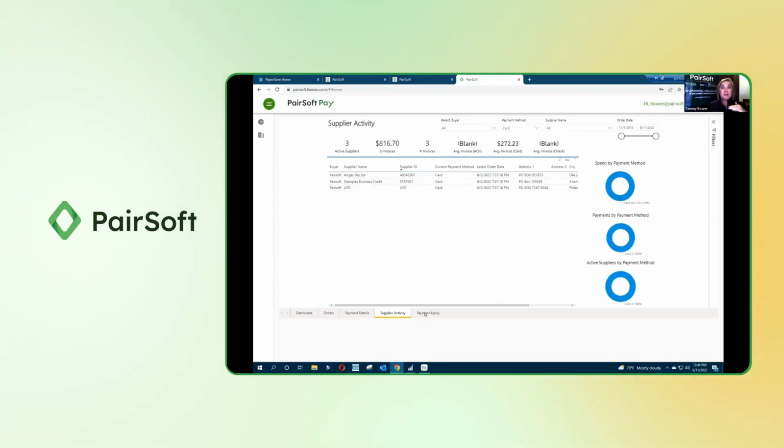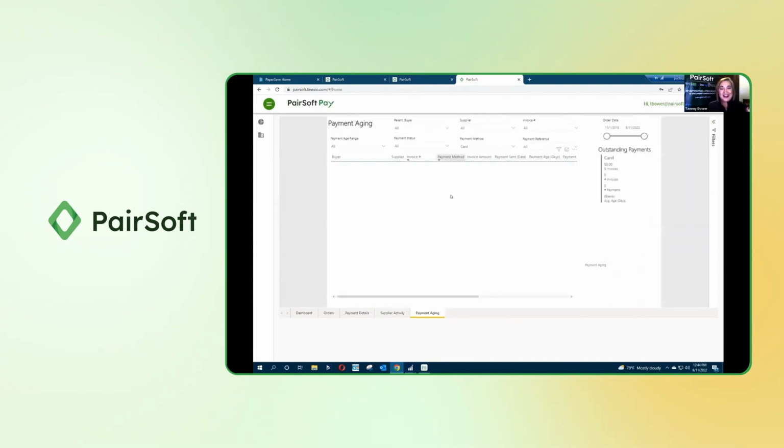The next tab over here, that's the payment aging. Now, I'm not going to have any of that information because actually we're not paying anything, right? So this is just dummy data.